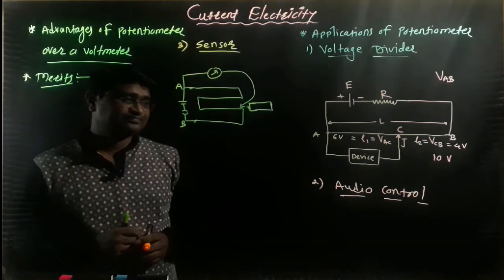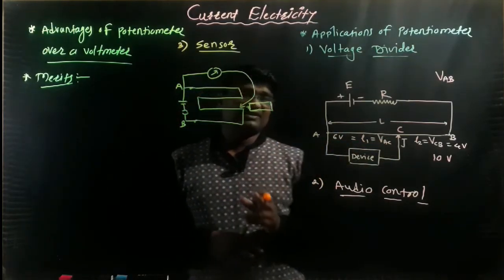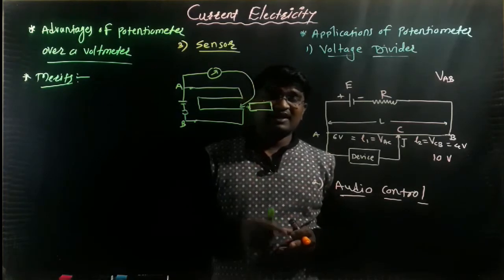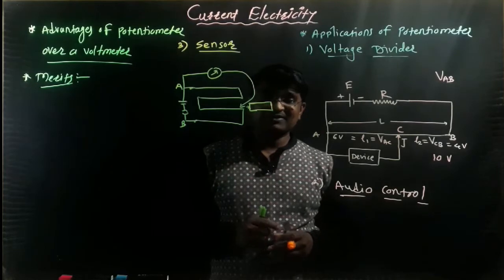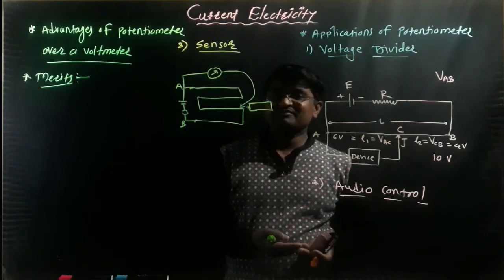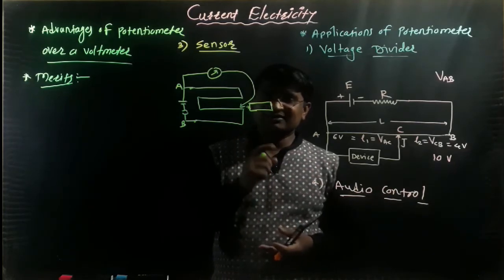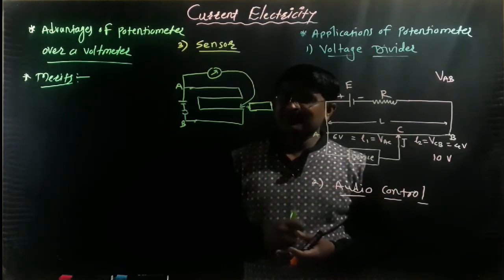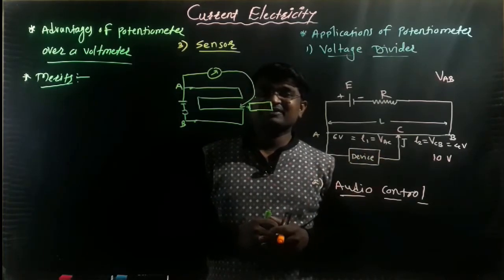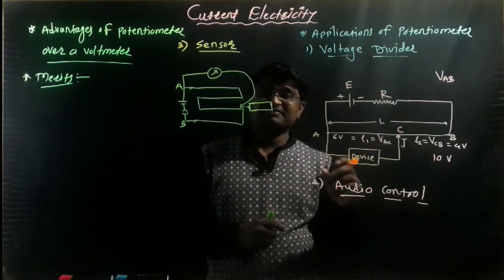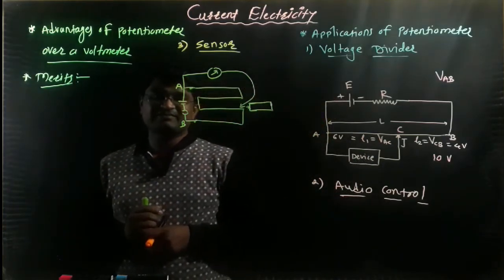And the second merit: with the help of this potentiometer we measure the potential difference and also the EMF of cells. But by using a voltmeter, we measure only the terminal potential difference, and it cannot measure the EMF of a cell. So this is an important merit about the potentiometer. We measure the potential difference as well as the EMF. And after that, let's see the third merit.